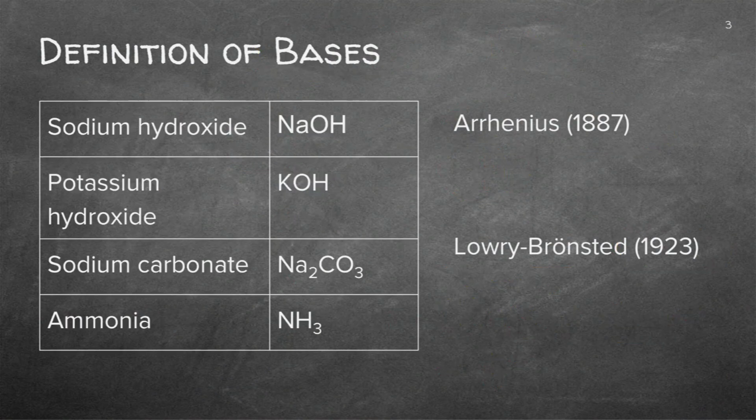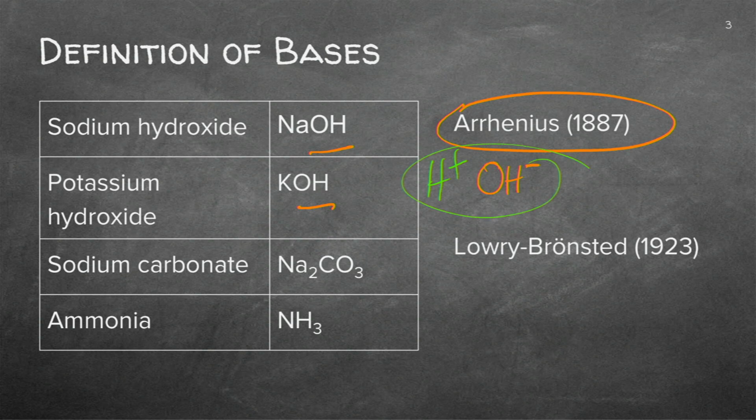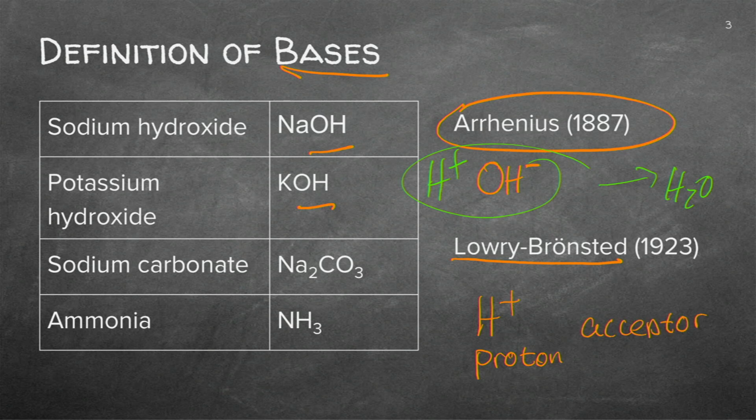The definition of bases was easy when Arrhenius only worked with these two bases, and he said all the bases will have an OH to donate. Now you can see the relevance. If I have an acid there with an H plus, I can then form water. And that didn't last long because Lowry and Bronsted said, so where is this H going? And they refined the definition to say a Lowry and Bronsted base will be a proton or a hydrogen acceptor. So that we are going to use now to form the pairs.